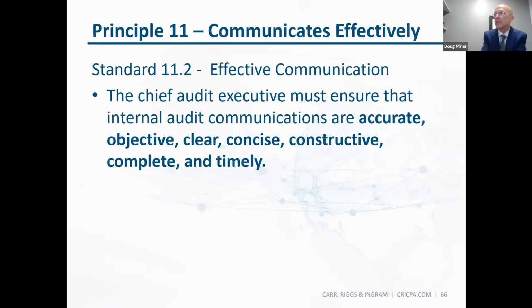11.2, effectively communicate. So the CAE must ensure that internal audit communications are accurate, objective, clear, concise, constructive, complete, and timely. I think they got it all. Everybody tries to do those things. I think the hardest one is probably the clear and concise part, but get your facts straight, be objective, and then be clear and concise.